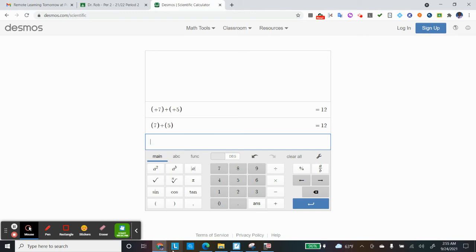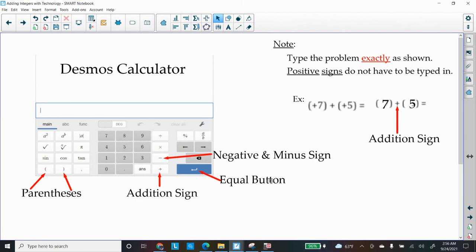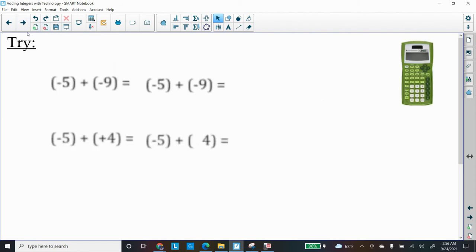So that's the Desmos calculator. Let me go back to my lesson. And here's 2 examples for you to try. So let's try it with this calculator, and let's see what you get. I'll give you a minute. So you want to pause the video and see what you get when you try these 2.